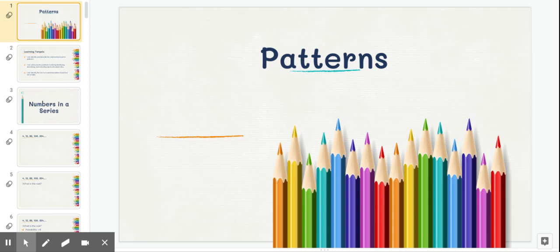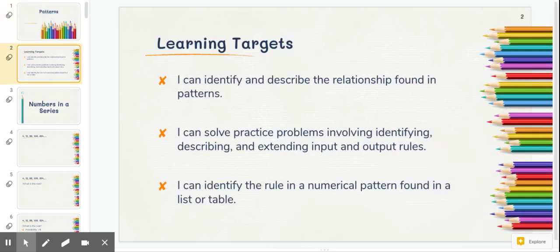In this series of videos, we're going to talk about patterns. There's a few different types of patterns we'll be discussing, but we will talk about strategies that you can use to figure out what the patterns are for each.